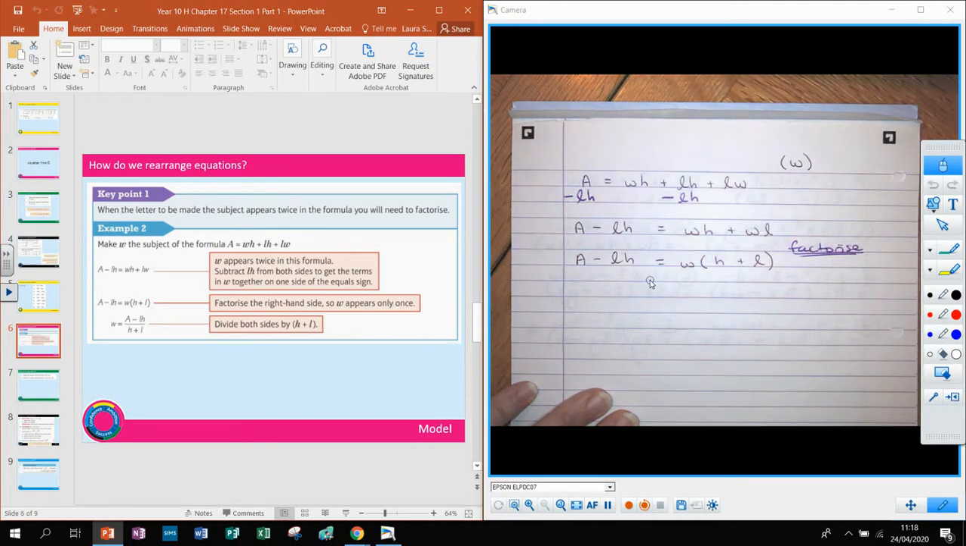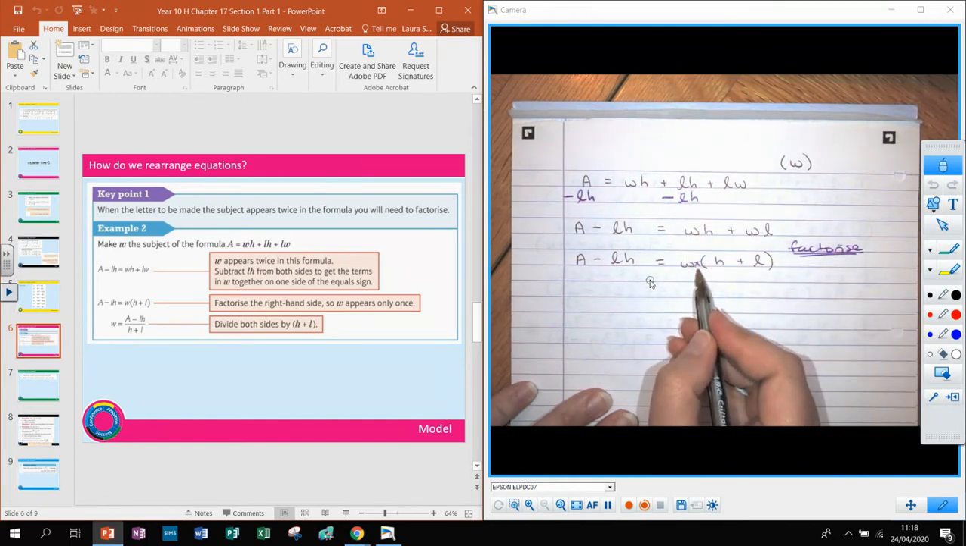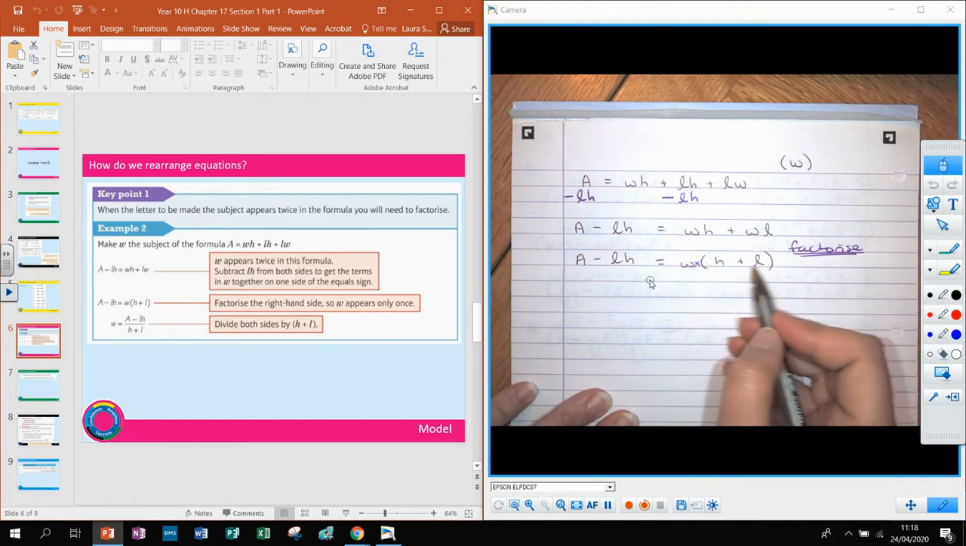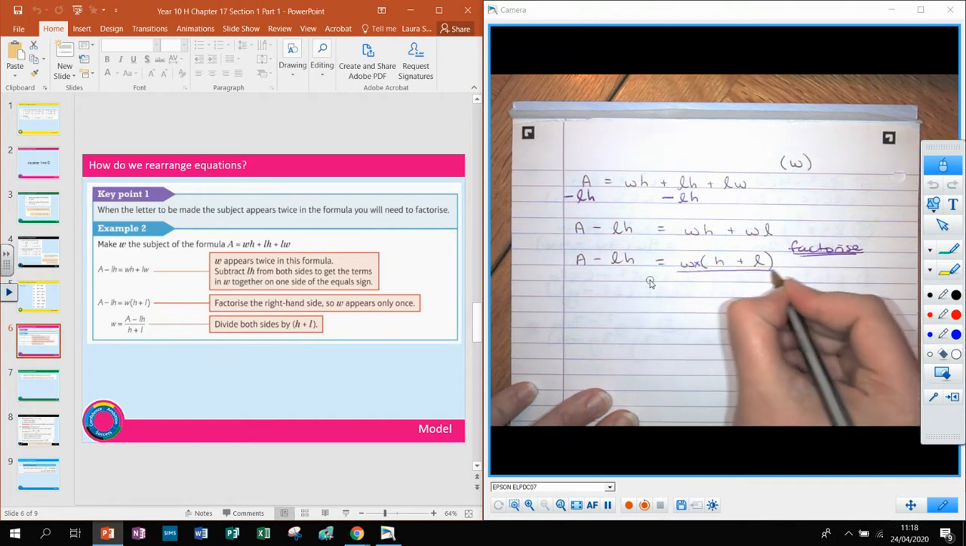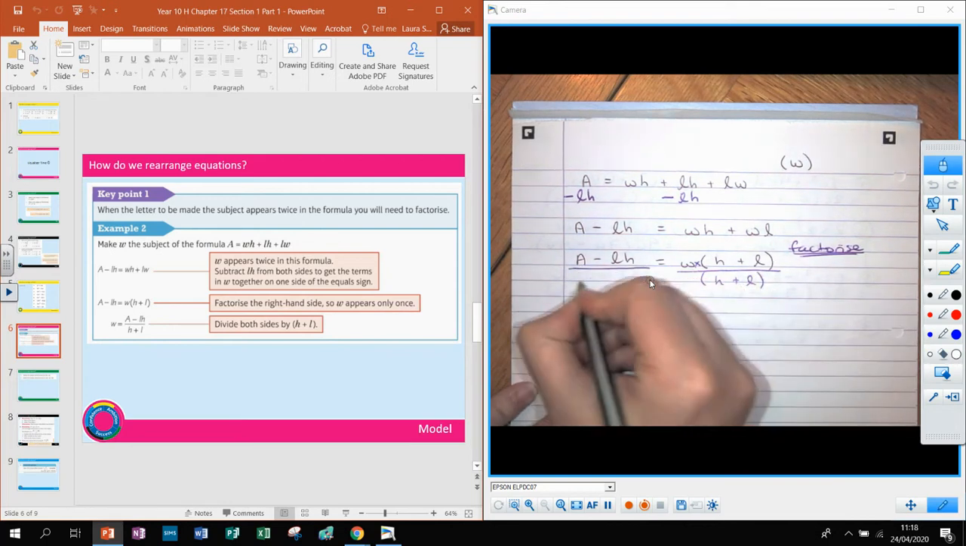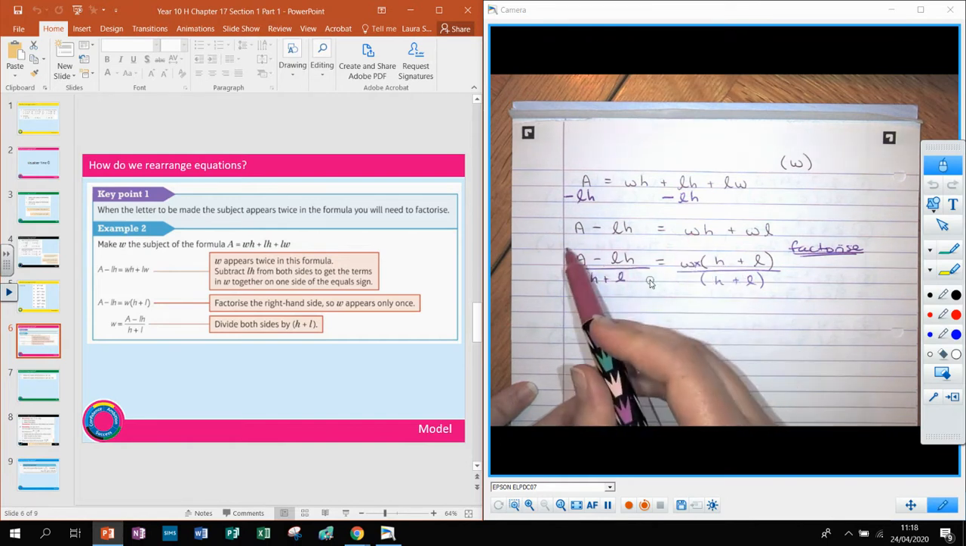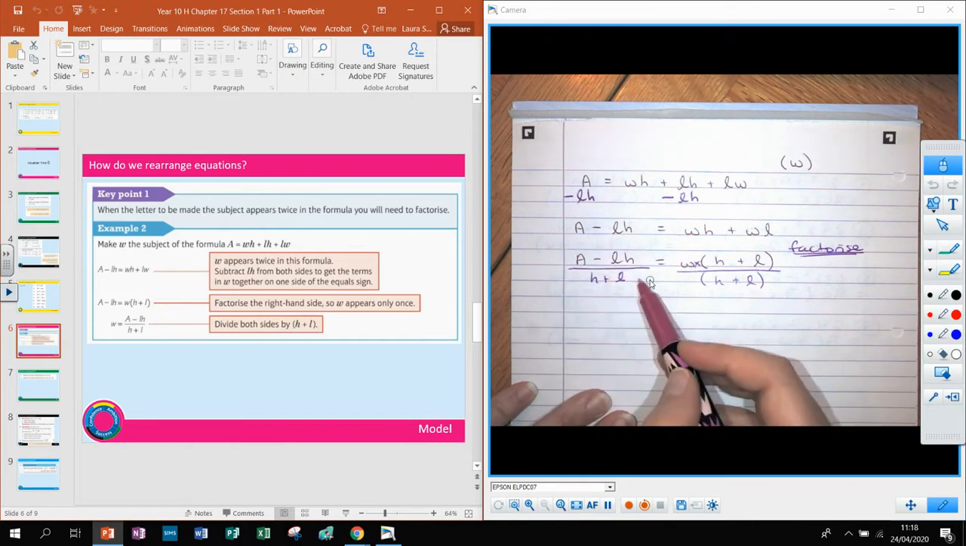Now, hopefully we can see that this means W multiplied by the H plus L. Remember, there's an invisible times sign there. So the opposite of multiplying is to divide. So now I can divide both sides by H plus L. And the reason I suggest once again that you use a fraction for your division is that this is already now set up and correct.